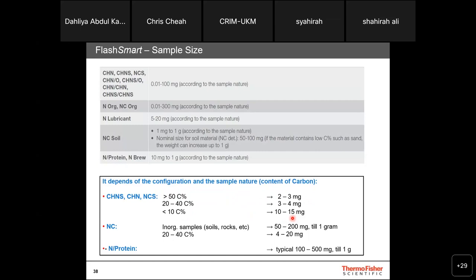The question I always get is, I have no idea about my sample, so which sample weight should I use? We will try with around 5 to 10 milligram and develop the method. We look at the data. If the data is repeatable, then it's the correct value to use. Otherwise, we will try to reduce the sample weight or sometimes increase it. But 1 to 10 milligram is actually the correct amount most of the time. I would say 95% of the time, 1 to 10 milligram is the correct value to use.